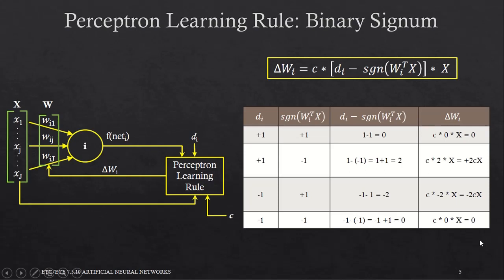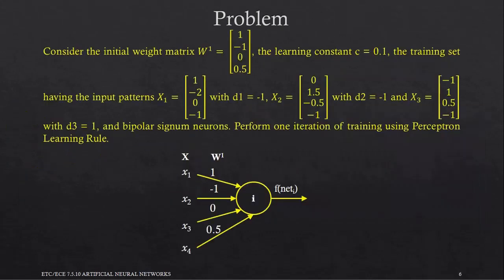To understand the algorithm better, let us try to solve an example problem. The problem statement is: consider the initial weight matrix W1 equals [1, -1, 0, 0.5]. The learning constant C equal to 0.1. The training set having the input patterns x1 equal to [1, -2, 0, -1] with D1 equals -1. This is the input output pair.